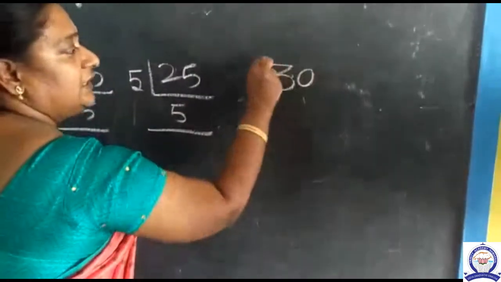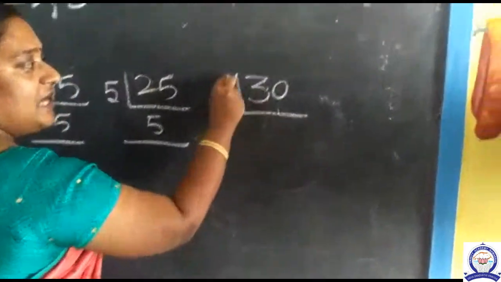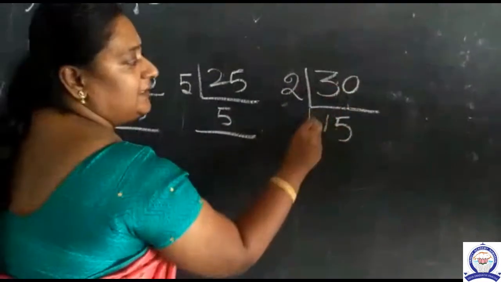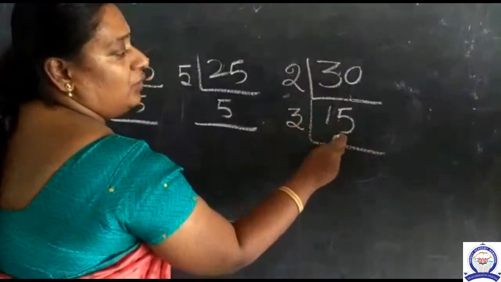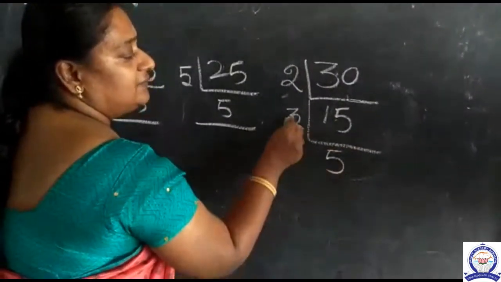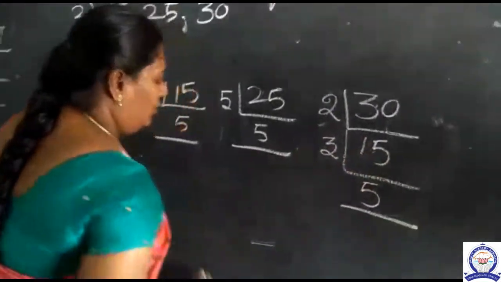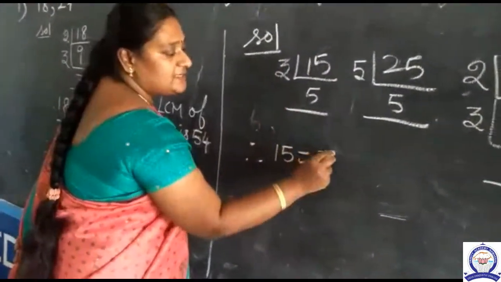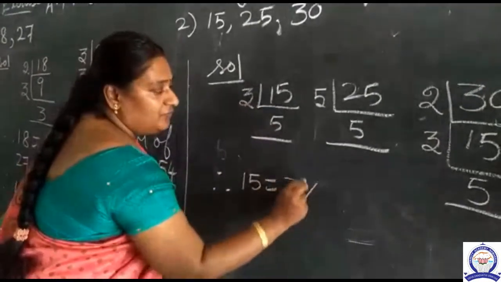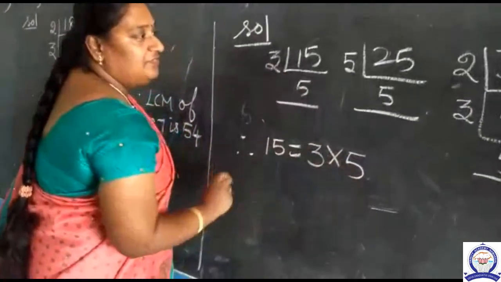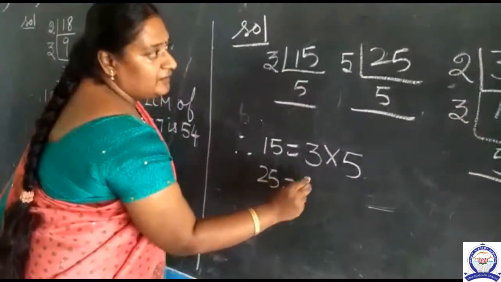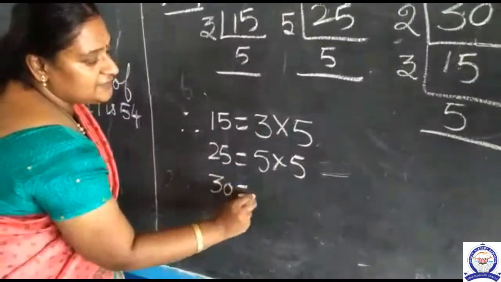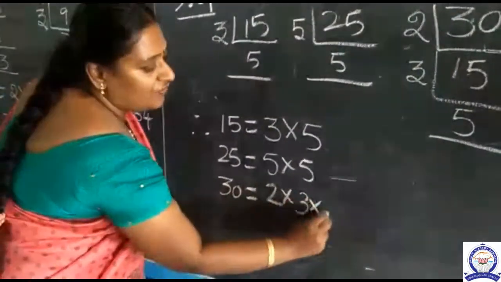Similarly 30. 30 is an even number, last digit 0. Start with the 2 table. 2 15s are 30. Again the 3 table, 3 5s are 15. Now, how is 15 expressed? 3 into 5. 25 is 5 into 5. And how is 30 expressed? 2 into 3 into 5.